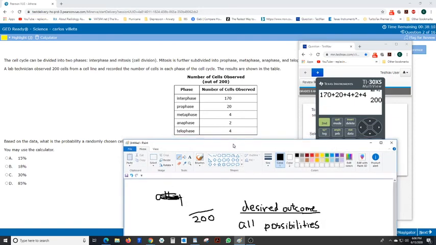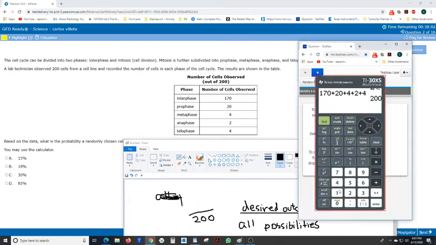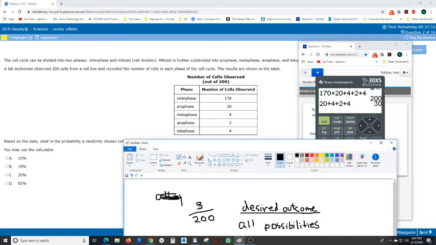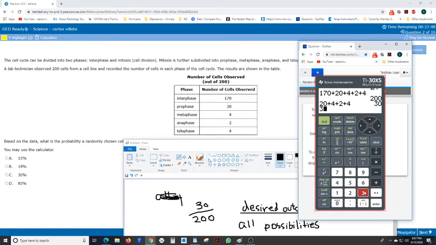Let's see. So let's add up the top number, these numbers, 20 plus 4 plus 2 plus 4, and that's going to be the top number. So let me do that. Okay, so it's going to be 20 plus 4 plus 2 plus 4. That's 30. All right, so it's 30 divided by 200. Okay, so let's do that. So 30 divided by 200 is 0.15, and then if we multiply that times 100 to get the percent, we can transform it. That's 15%, okay, which is right here. So I'm going to go with 15%.